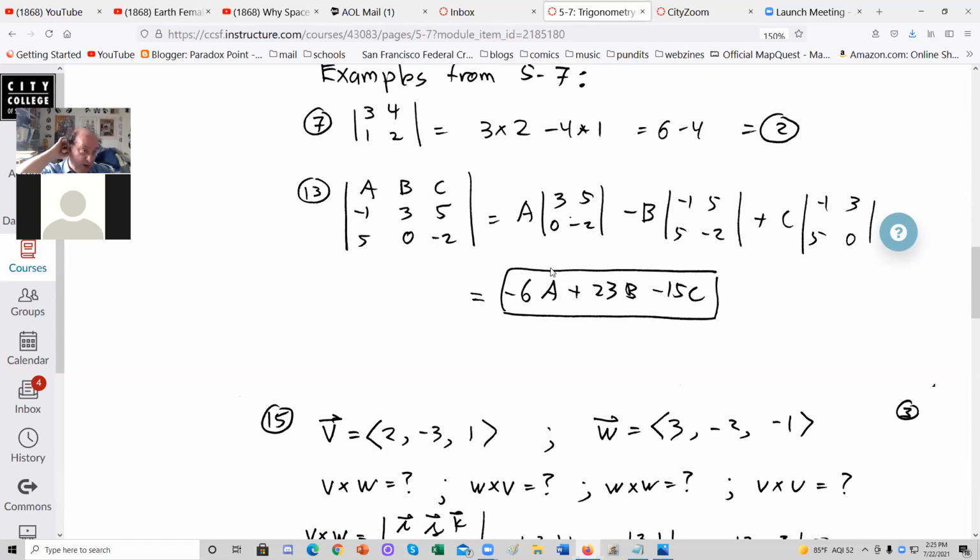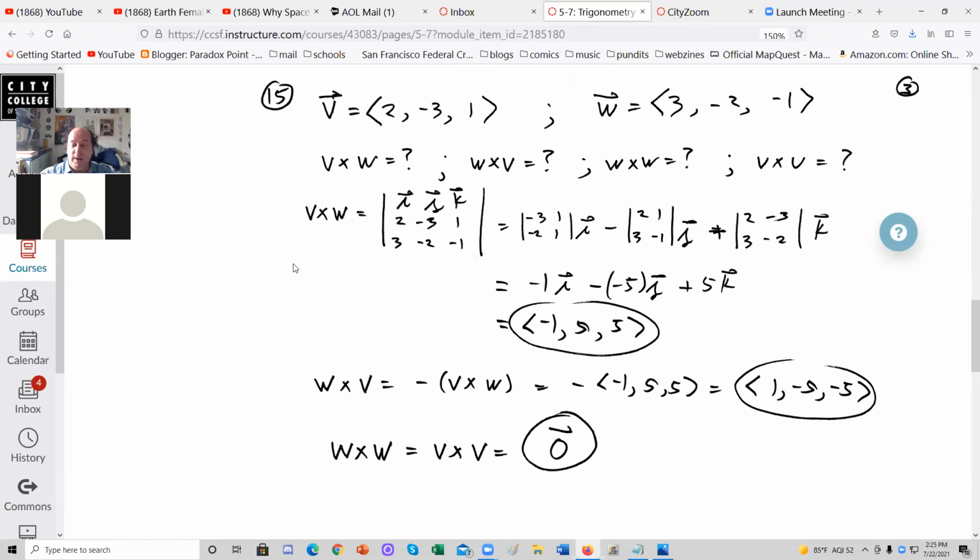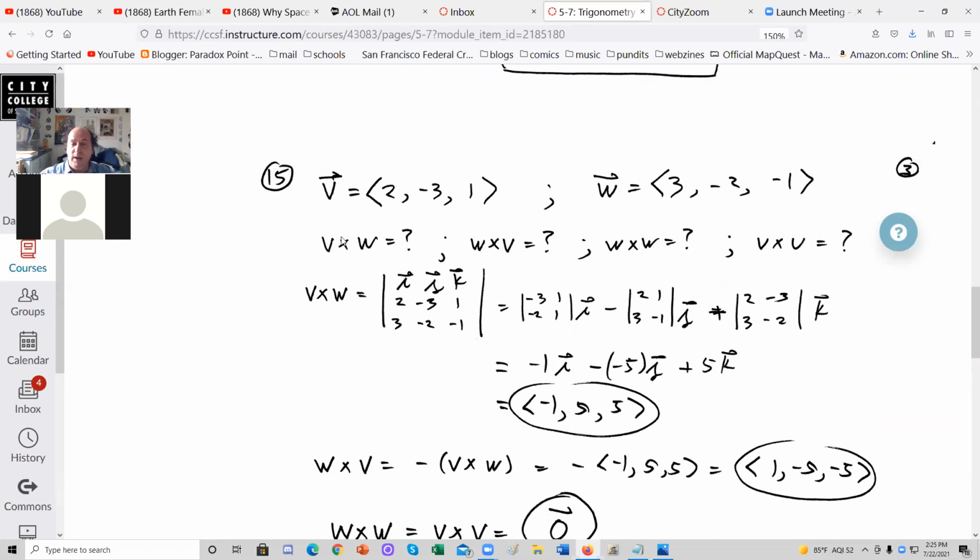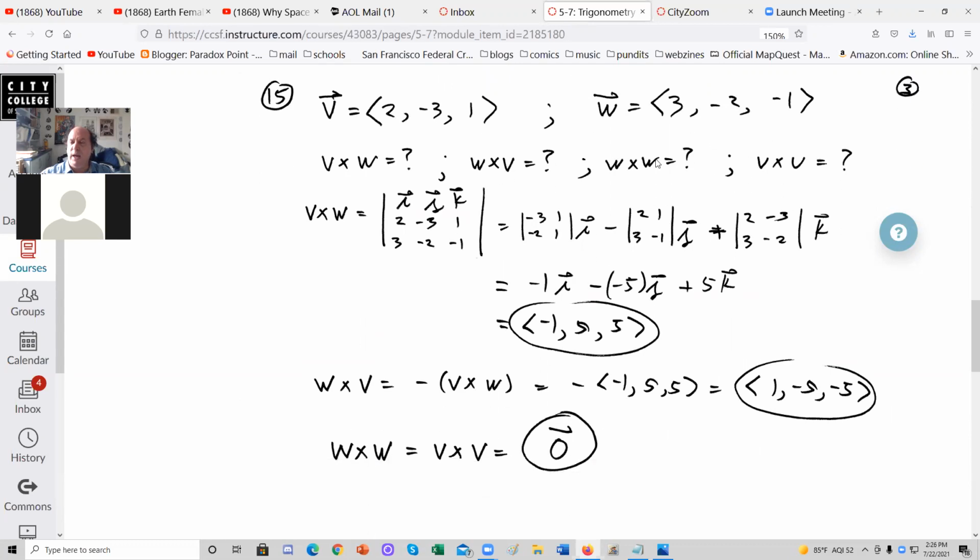Again, this is more linear algebra than it is trigonometry. Here we have v is 2, negative 3, 1 and w is 3, negative 2, negative 1. What's v cross w? What's w cross v? What's w cross w? And what's v cross v? Well, these last two are easy. A vector's cross product with itself is always the 0 vector. And so these are both 0.